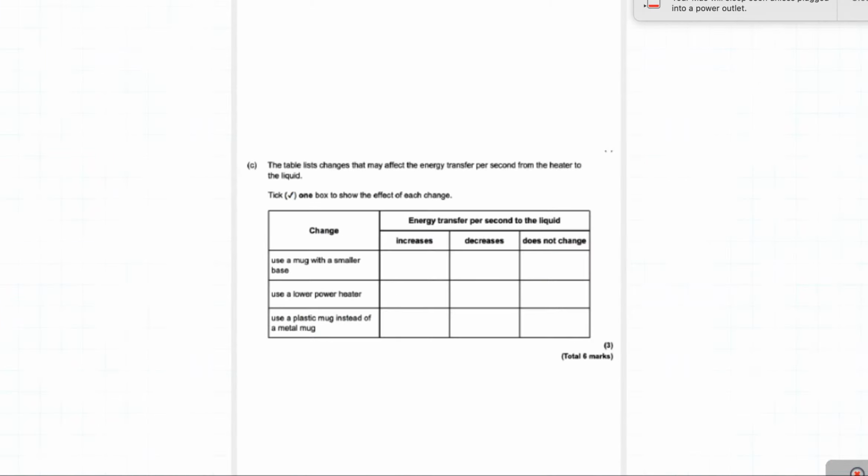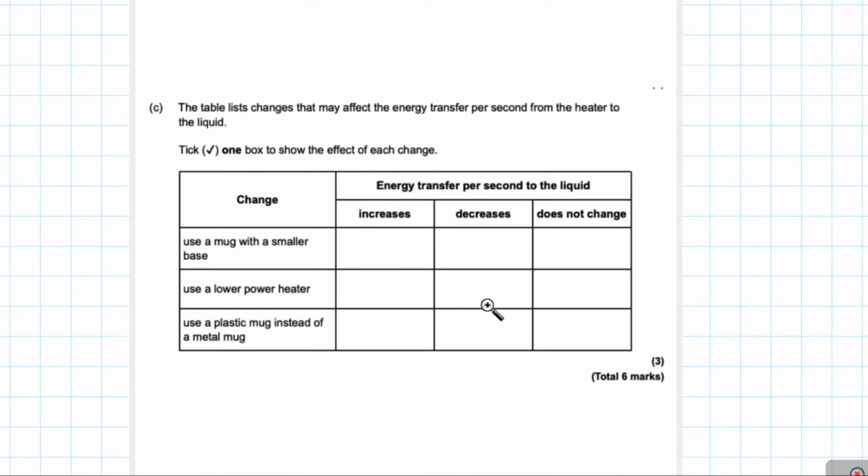Okay, let's have a look at our next question. So our next question is the table. These are changes that may affect the energy transfer per second from the heater to the liquid. So in this case, if we use a mug with a smaller base, then the energy transfer per second will decrease. So what does this mean?